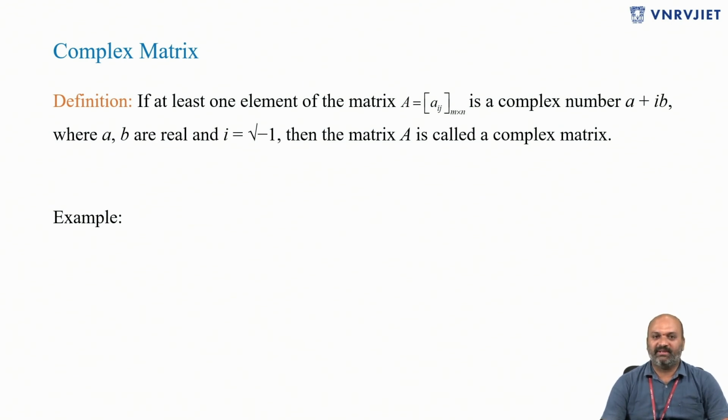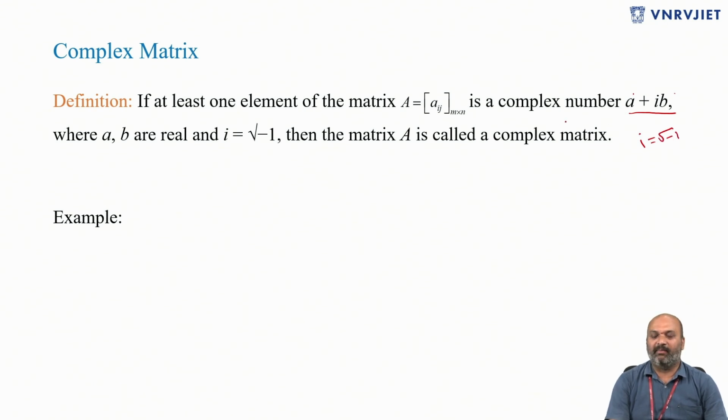So a complex matrix means at least one element of the matrix is a complex number. A complex number is, say, A plus iB, where A and B are both real numbers. Here i is root over -1.